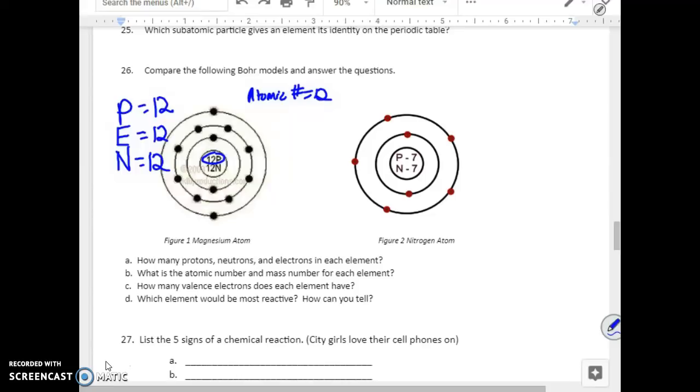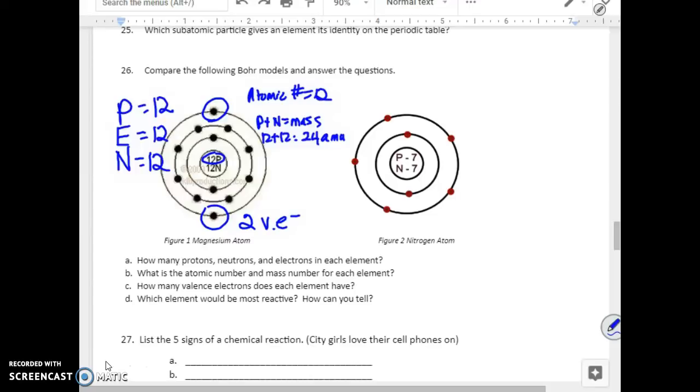And my mass number is going to be my protons plus my neutrons equals my mass. So 12 plus 12, my mass is going to be 24 AMU. C, how many valence electrons does each element have? Valence electrons are the ones on the outermost energy level. So in this case, I've got 2 valence electrons.